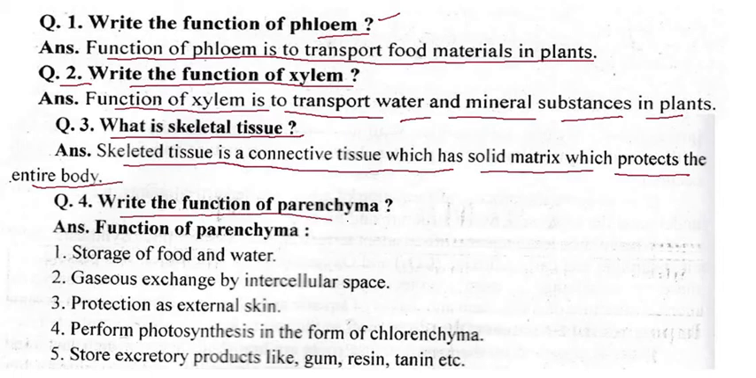Write the function of the parenchyma. The function of the parenchyma: the first one is storage of food and water. Second one is gaseous exchange of oxygen by the intercellular space. Third one is protection as external skin. Fourth one is to perform photosynthesis, in the form of chlorenchyma. And the fifth is to store excretory products like gums, resin, tannin, etc.